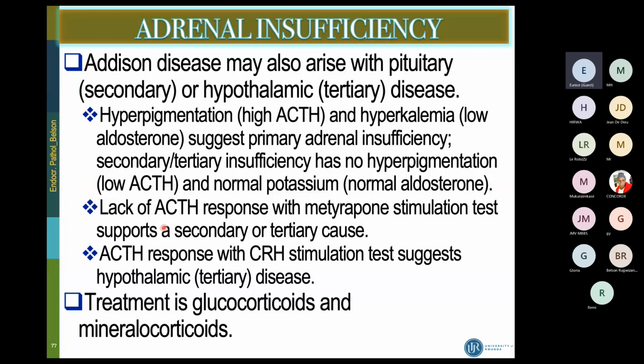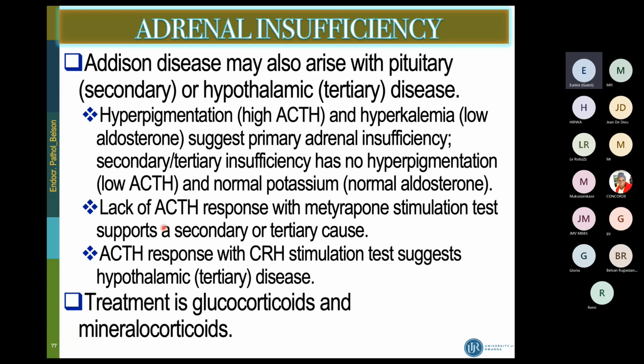So Addison disease may also arise with pituitary or hypothalamic disease. So niba ikibazo cya Addison disease giterwa na adrenal kiva muri adrenal gland itself bayita primary disease. Niba cyatutse muri pituitary gland ni secondary, niba cyavuye muri hypothalamus ni tertiary Addison disease. So that is the difference between these.